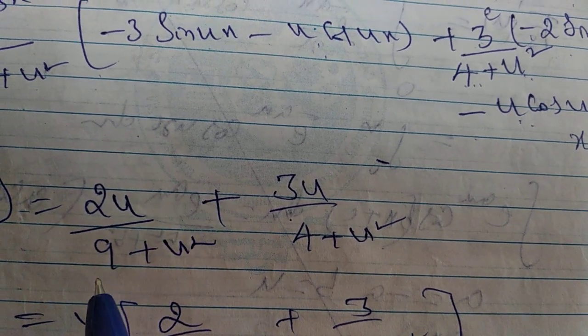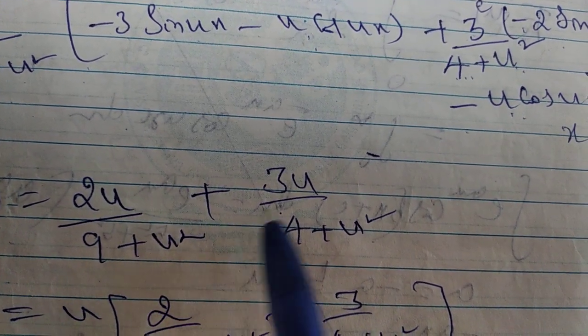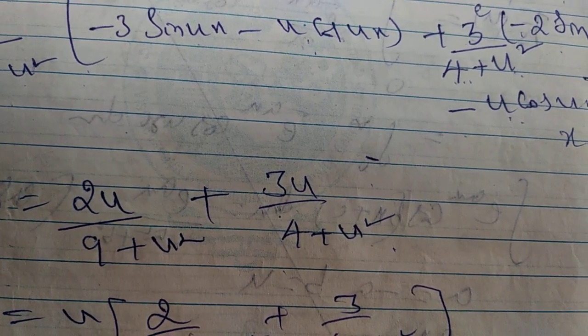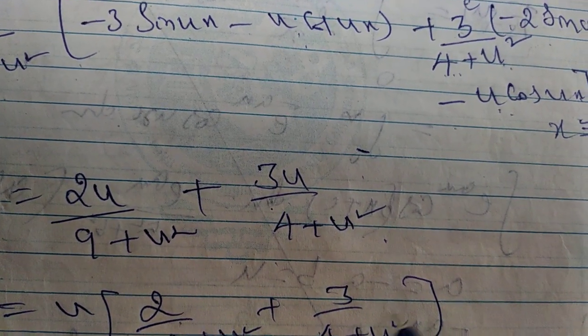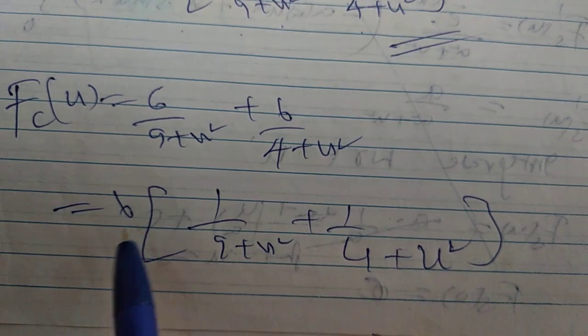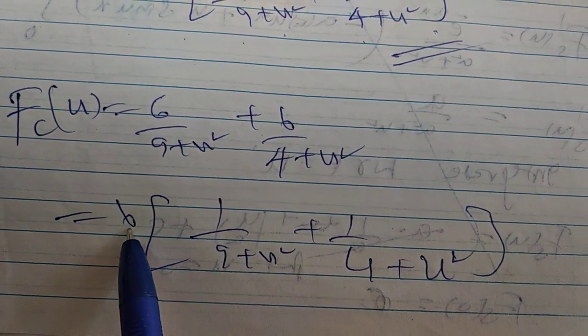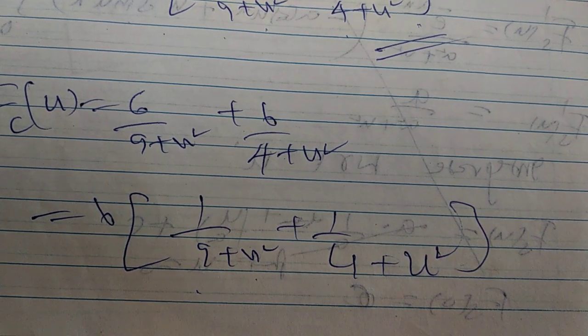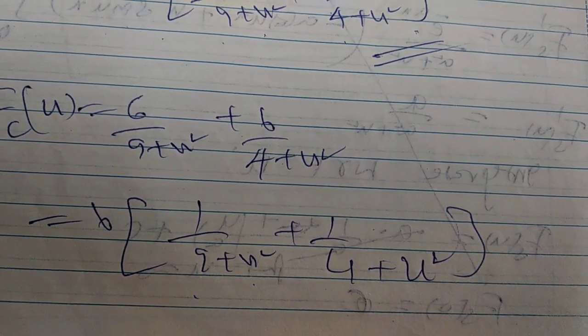We will get the solution: 2u over 9 plus u square plus 3u over 4 plus u square. We take u outside: u times 2 over 9 plus u square plus 3 over 4 plus u square. Similarly, you have to apply the Fourier cosine transform and simplify. You will get the answer 6 into 1 over 9 plus u square plus 1 by 4 plus u square as the solution.